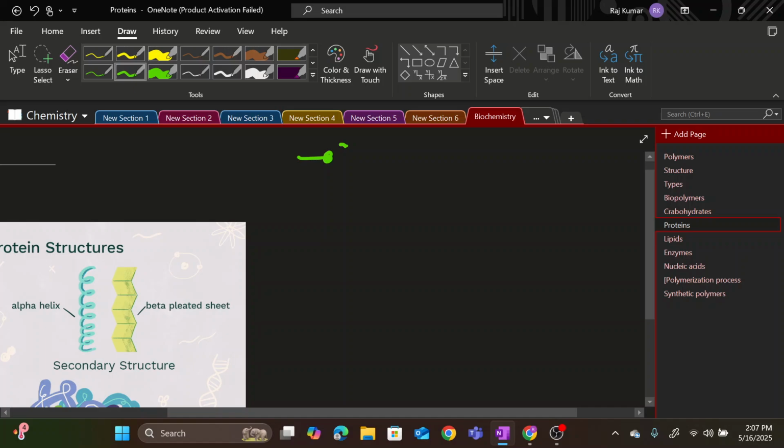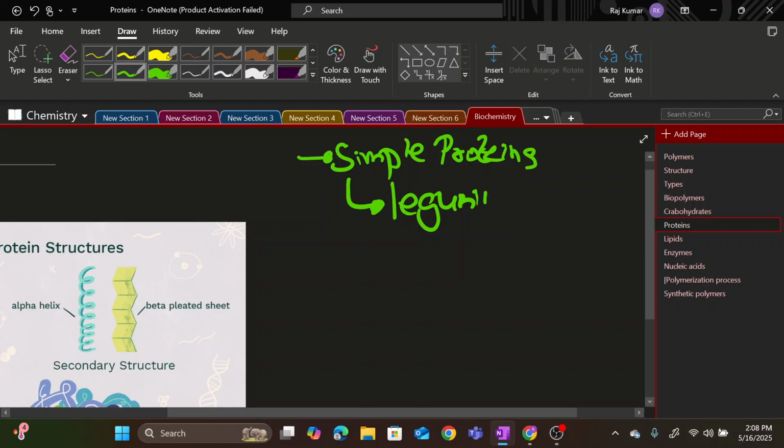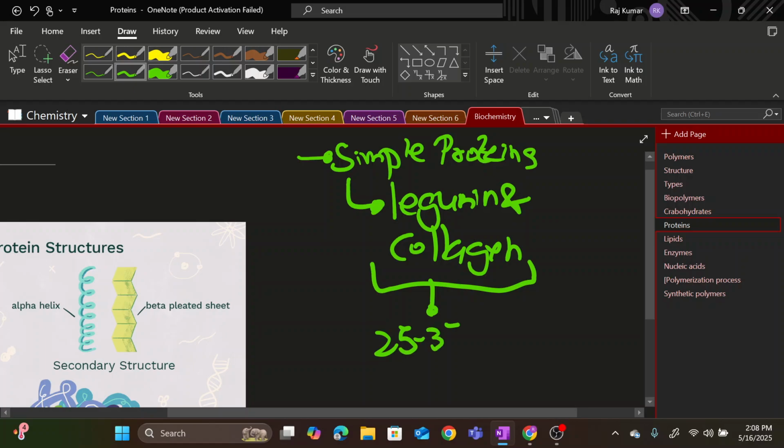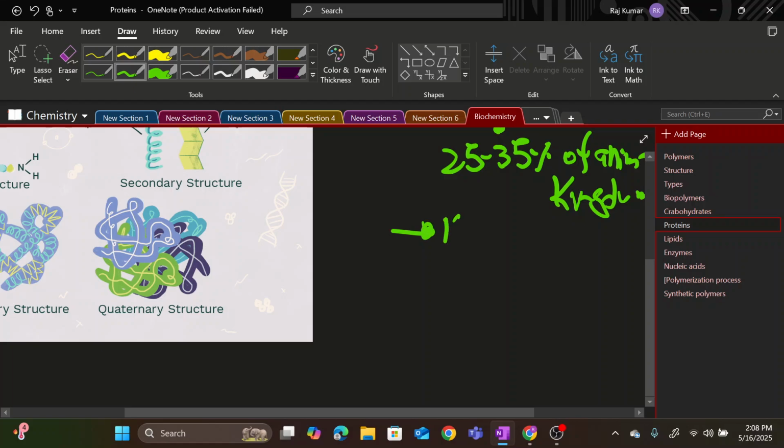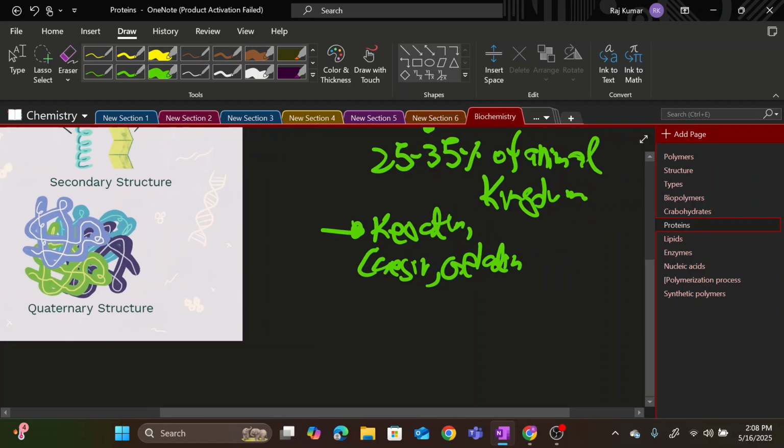Number one type is the simple protein. Simple proteins are those which only have amino acids in them. For example, legumin is a protein, and there is collagen. These are the proteins which are most abundant in the animal kingdom. They form around 25 to 35% of the animal structures. On the other hand, we have some other examples like keratin, gelatin, casein. All of these are important proteins which are simply made up of amino acids.